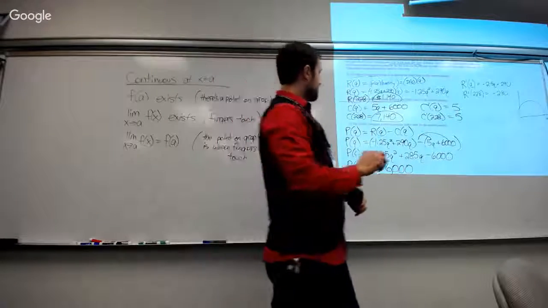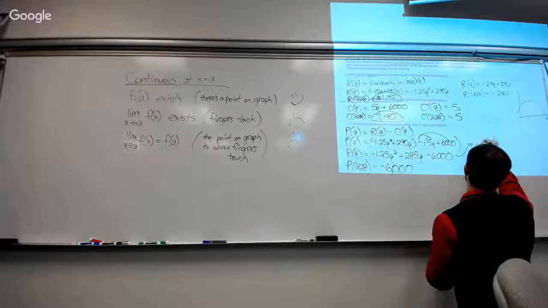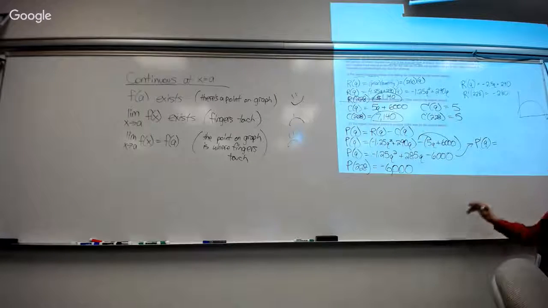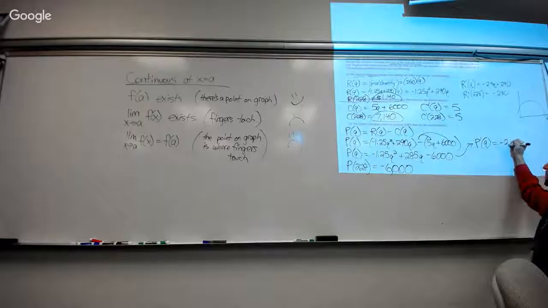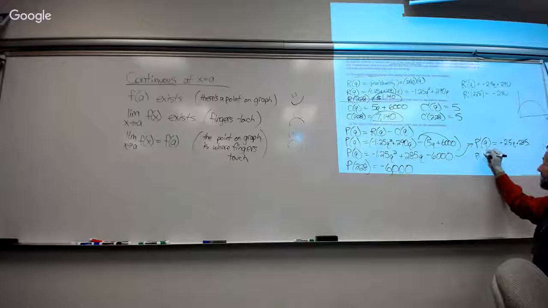So what's our marginal profit? How do we find our marginal profit? How do we find marginal profit? Take the derivative. So that'll be negative 2.5Q plus 285. And so the marginal profit of the 228th item.